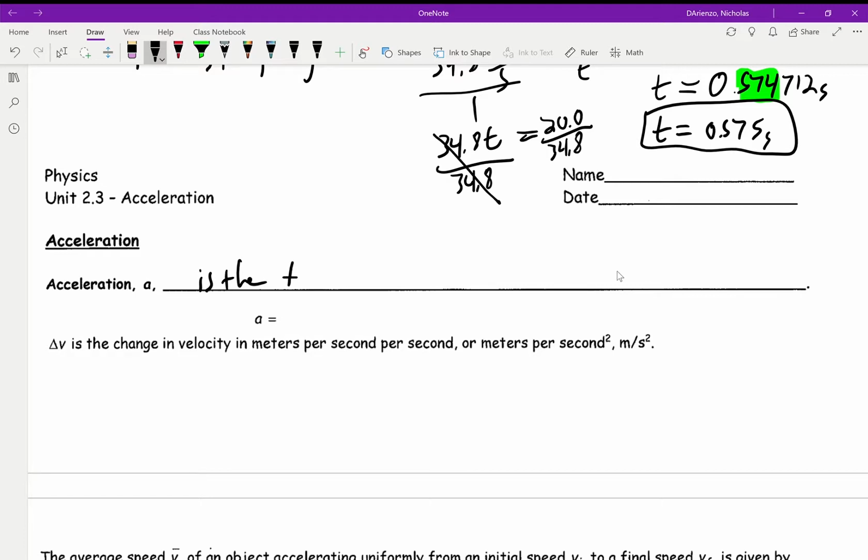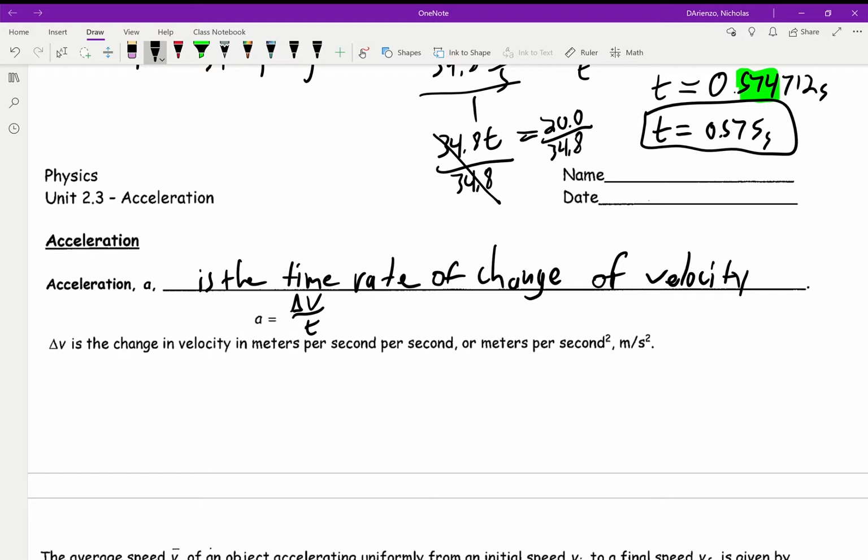is the time rate of change of velocity. And to simplify that, all that really means is that acceleration is how velocity is changing over time. We represent that with a simple formula, delta v over t, so the change in velocity over time.